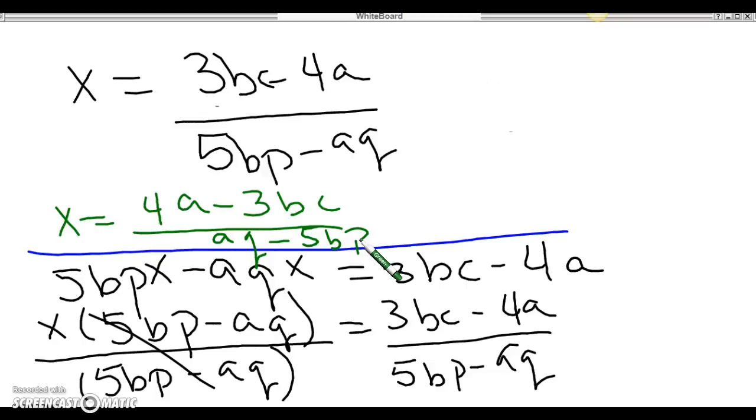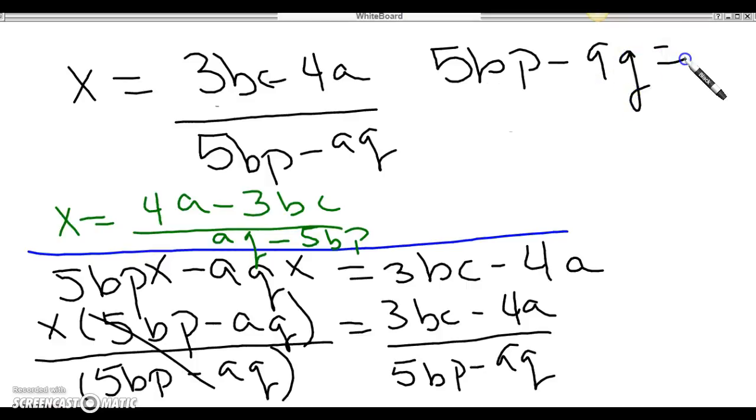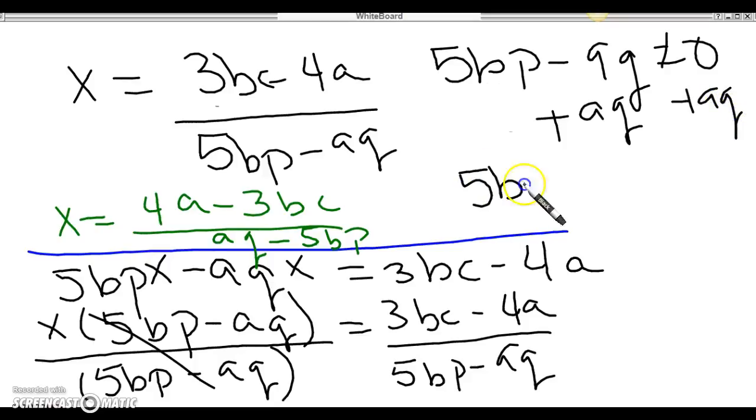Now, one extra thing that I need to take into account is my denominator. My denominator cannot equal 0. So let's say 5bp minus aq cannot equal 0. So I'm going to add aq to both sides. And I get 5bp cannot equal aq. So I hope this helps.